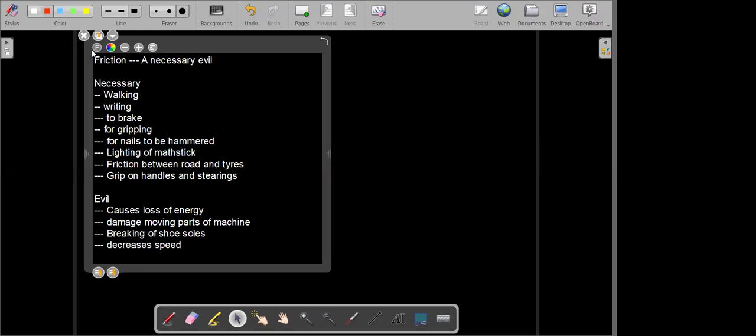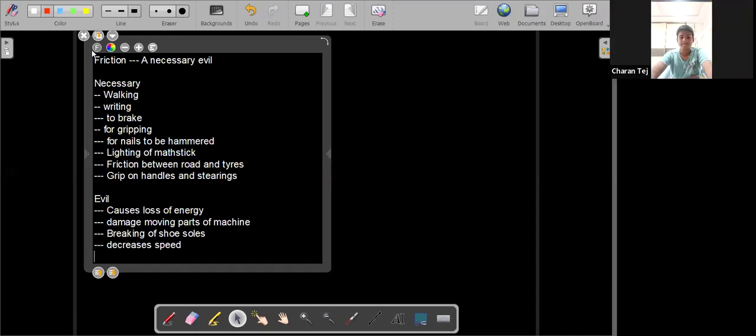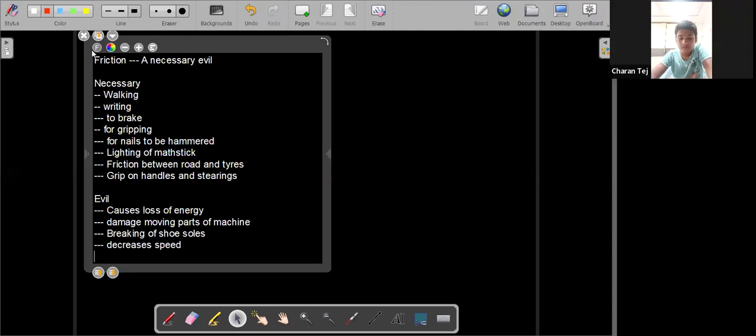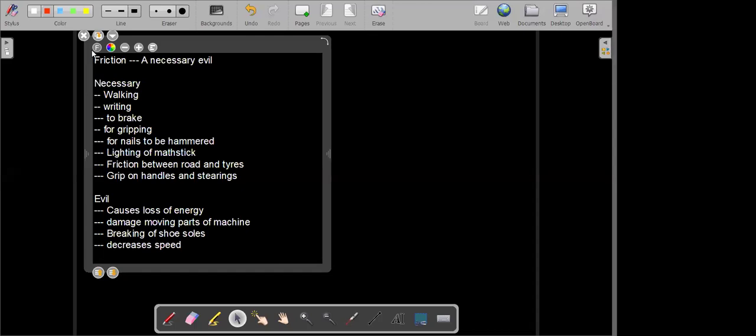Fine. So these are the things because of which we consider friction to be a necessary evil. Necessary means it is a necessity for us. We require friction in our everyday life. We can't hold a glass in our hands if there is no friction. There are a number of activities which cannot be performed if there is no friction. Noise is also an evil. It creates noise, and it creates noise pollution.